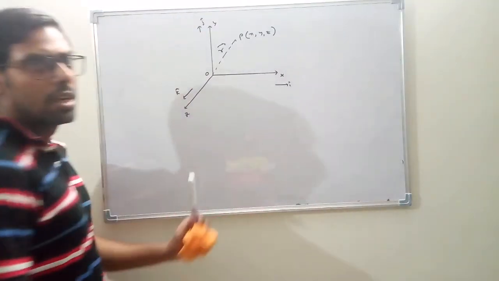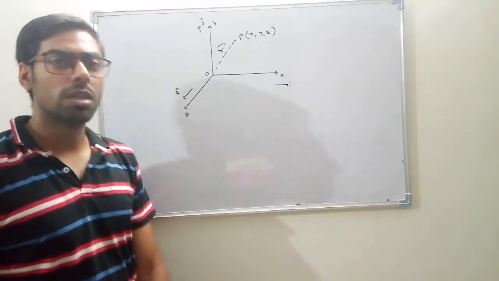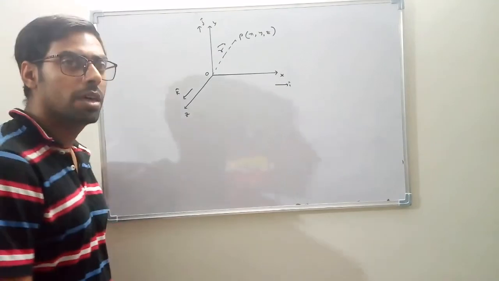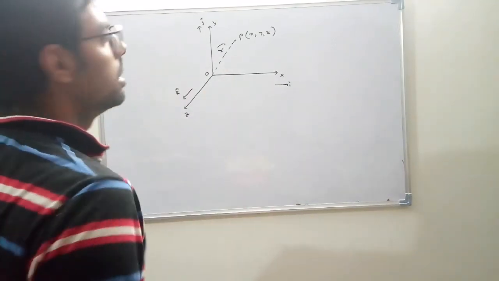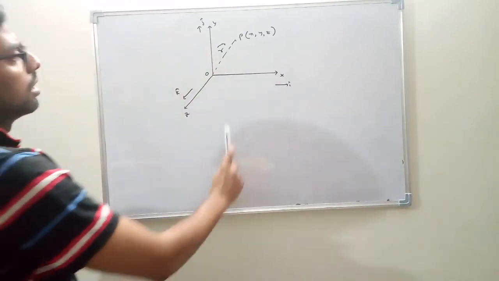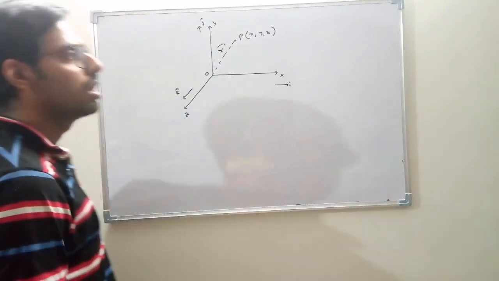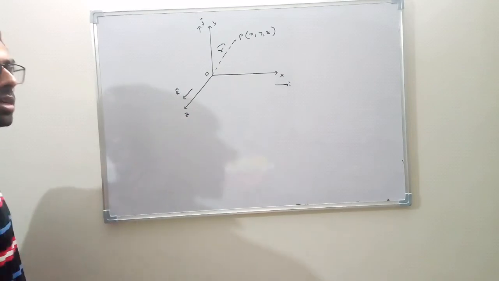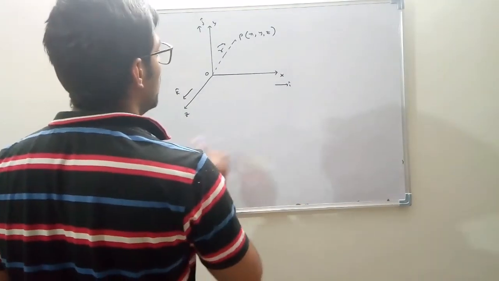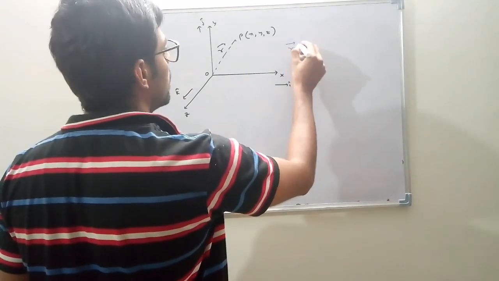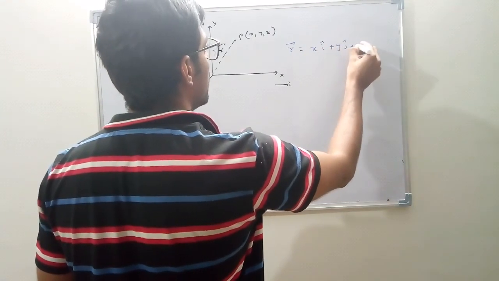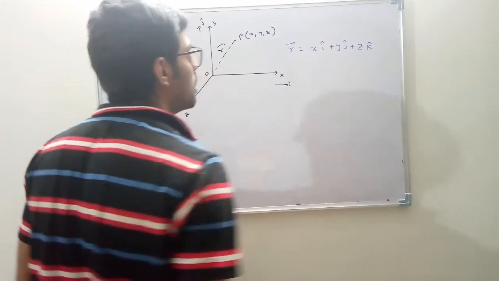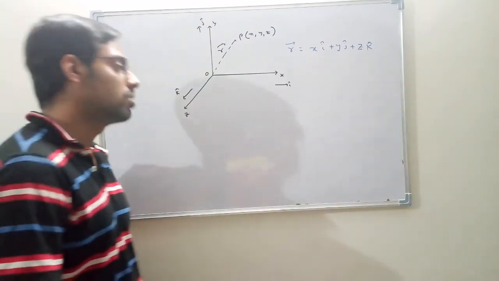Now we will discuss the three-dimensional representation of a position vector. Suppose in this case, having three dimensions x, y, and z, we have a point P with coordinates x, y, z, and r vector is the position vector of the point P. Then we can write r vector as x i hat plus y j hat plus z k hat.